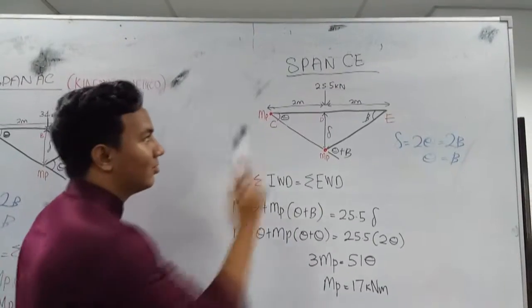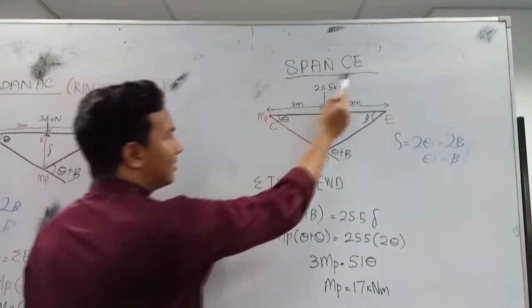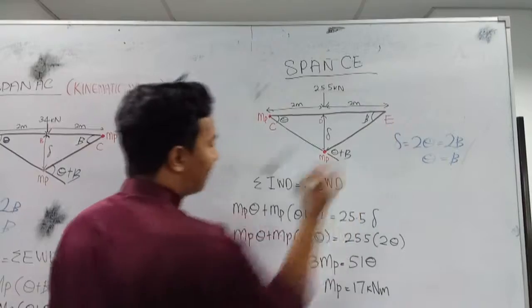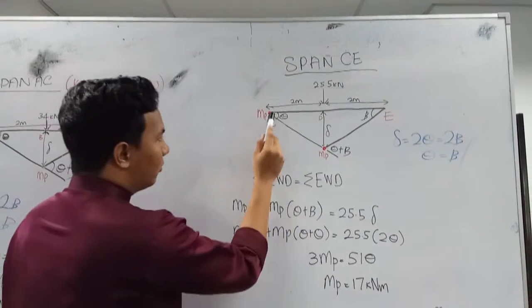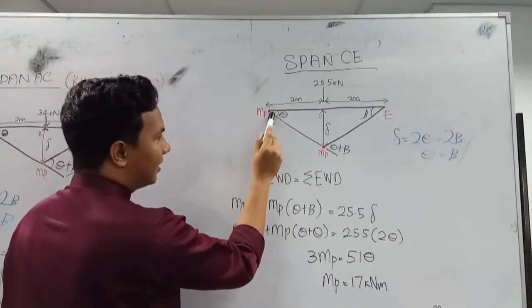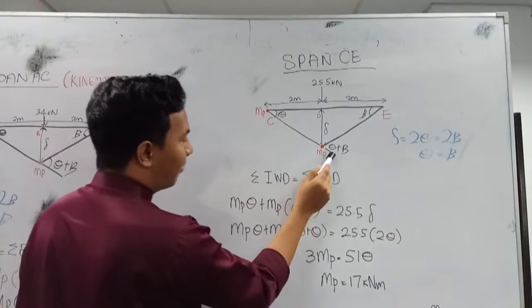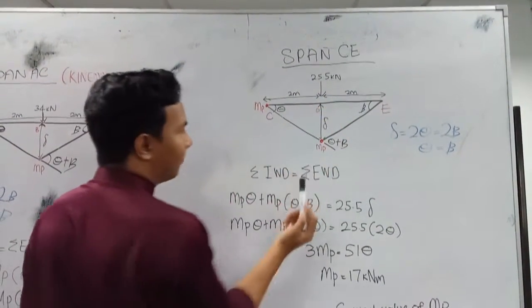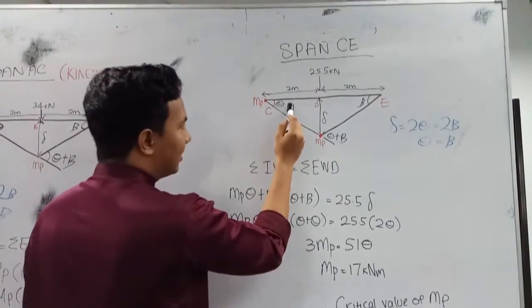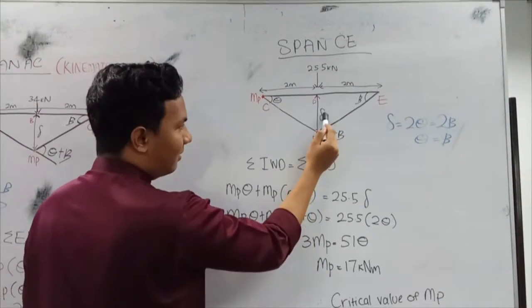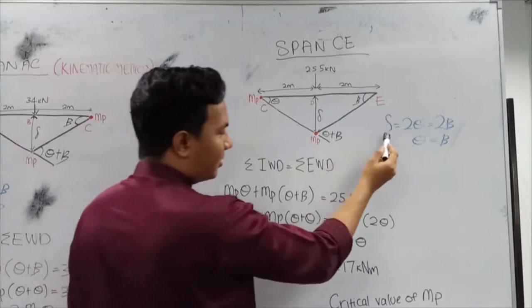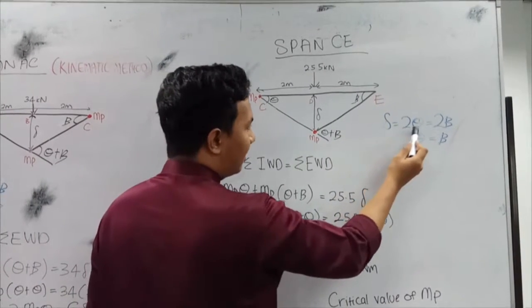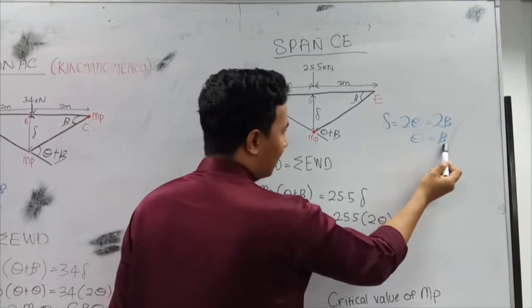So we move on to the next span, that is span CDE. And then we have MP at point C and point D. Then the collapse load is 35.5 kN. Then we can see the theta, beta, theta plus beta, and deflection. So the relationship between the deflection and the angle is like this: theta equal to beta.